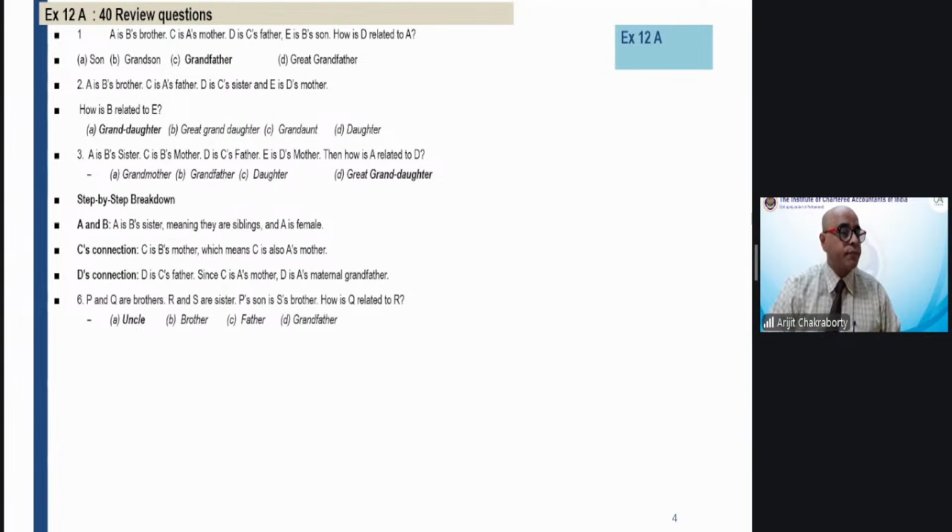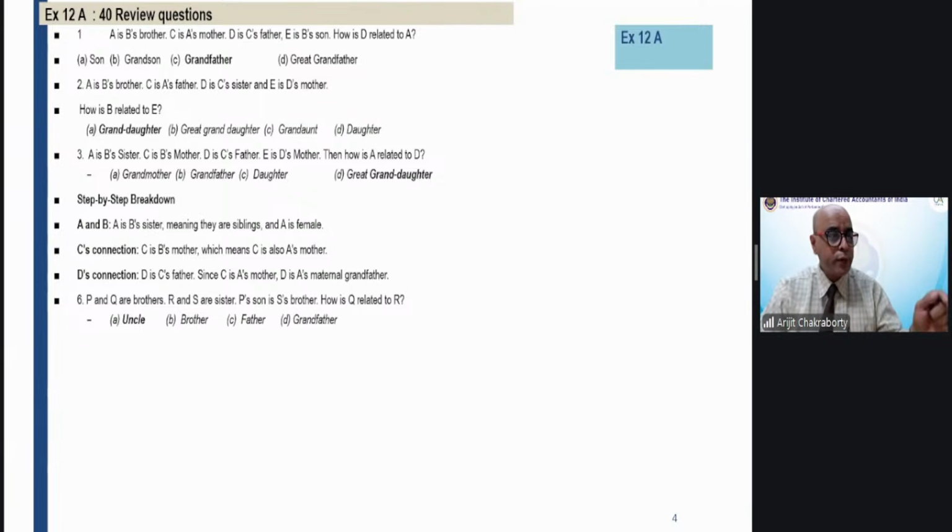Question number 6 from the exercise. P and Q are brothers. R and S are sisters. So let us see the relation involved here. P and Q are brothers. That means both P and Q are male and they are brothers. Fine. This is number 6. R and S are sisters, which means R and S both are female because they are sisters.